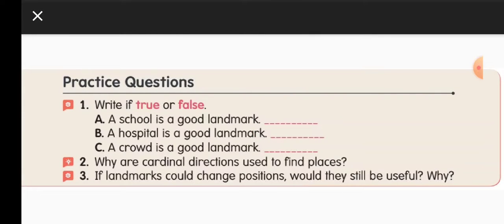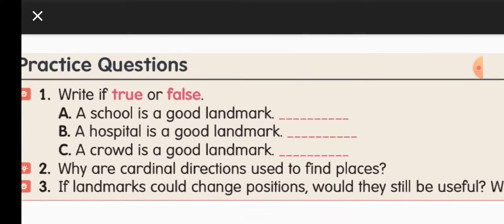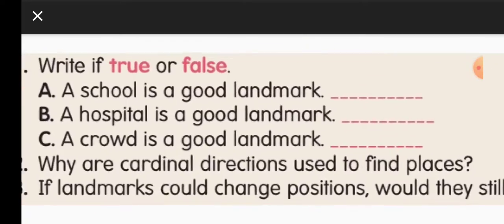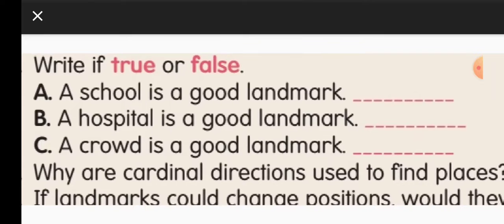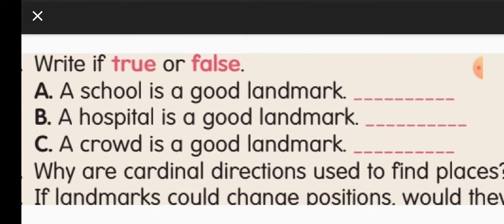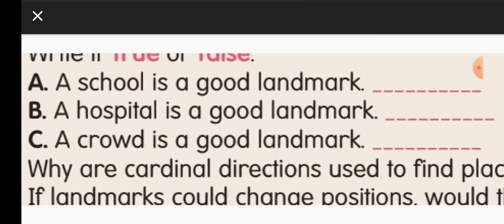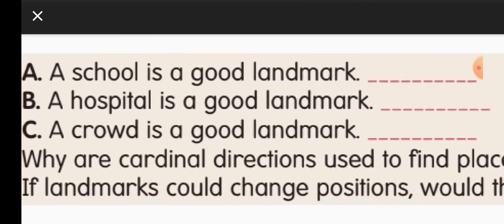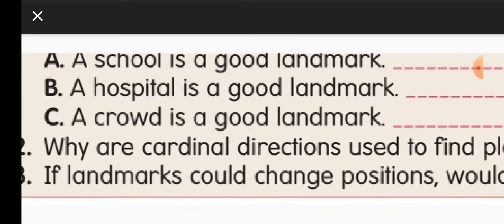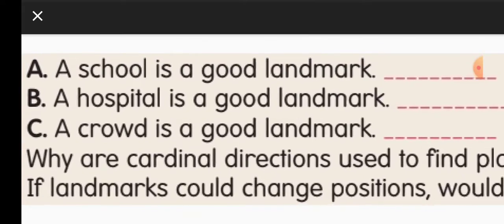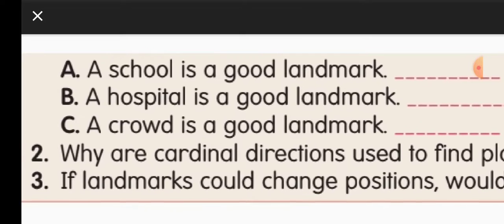A school is a good landmark. True. A hospital is a good landmark. True. A crowd is a good landmark. False. Okay, a school is a good landmark because it is fixed, it won't move, school won't run away, it will always be there, so it is a good landmark. True. First A1 is true. A hospital is a good landmark. True. Even a hospital doesn't move, it will be fixed in the same place every day. And a crowd is a good landmark? No. Crowd is a group of people and they'll be moving. So, false. C1 is false.